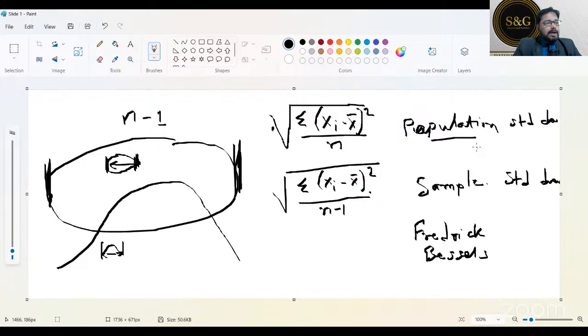Yes, Sharma ji, do you have any other question? Your hand is raised. You can just unmute and ask the question if you have.